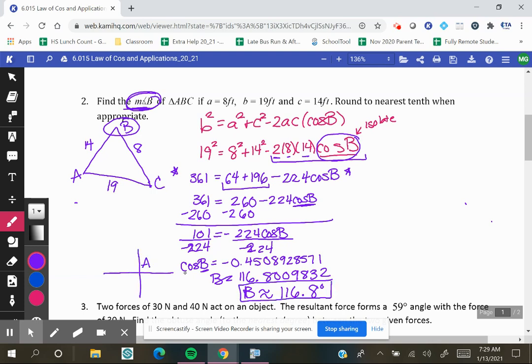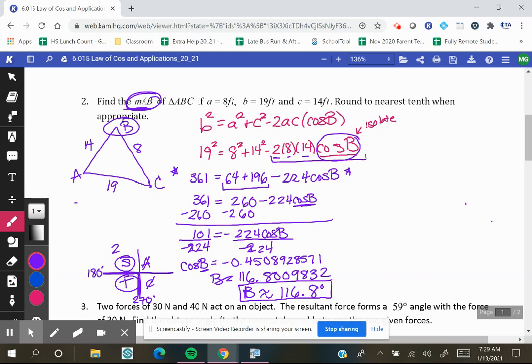So cosine here is negative. We know cosine is positive in 1 and 4, which means it's negative in 2 and 3. Well, 116 degrees is in quadrant 2. If I found an angle in quadrant 3, I know this right here is 180 and this is 270. If I found an angle in quadrant 3, that means it would be between 180 degrees and 270 degrees.